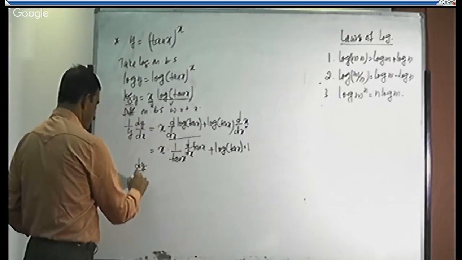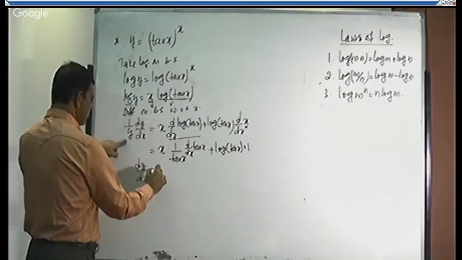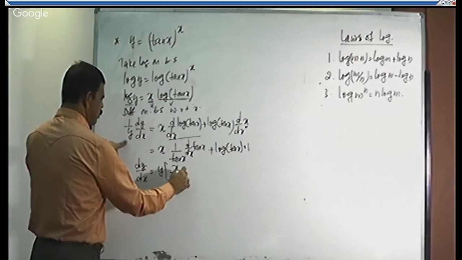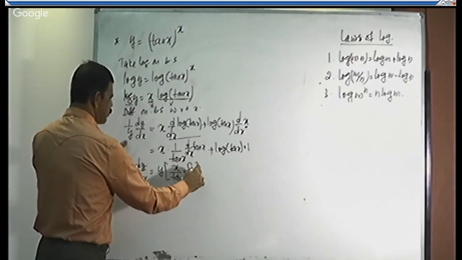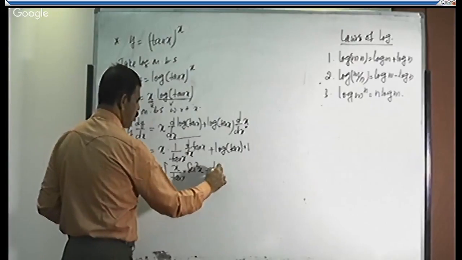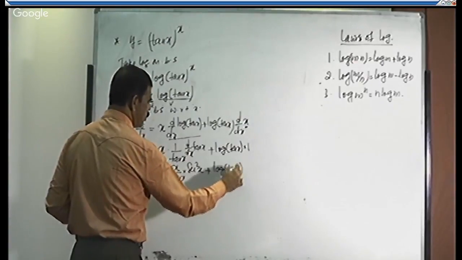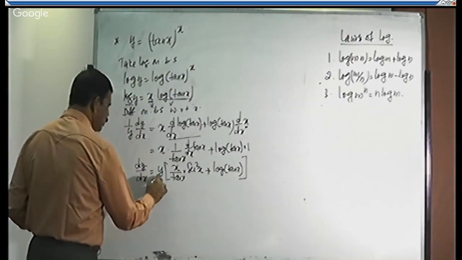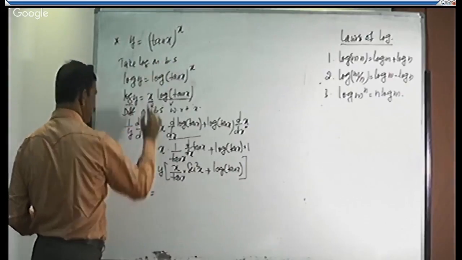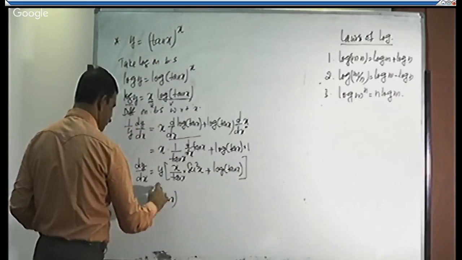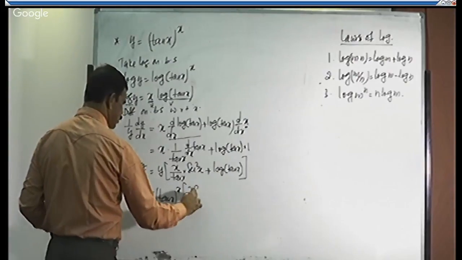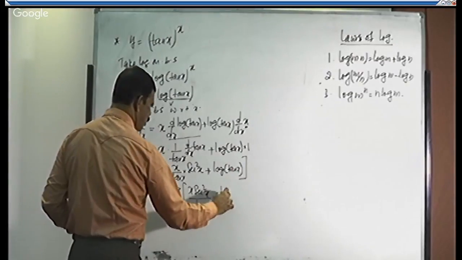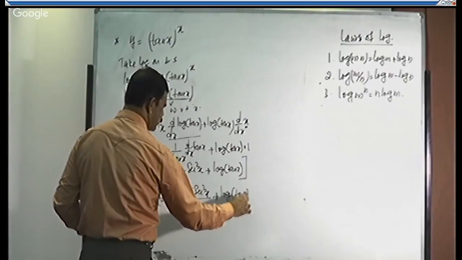Now, if I want to write for dy by dx, the y goes to the numerator on the other side: x divided by tan x into differentiation of tan x, which is secant square x, plus log of tan x into 1, that is log of tan x. Now the differentiation part is over, right? If you want, you can replace y. What is y? y is equal to tan x to the power of x into secant square x divided by tan x plus log of tan x. This is the answer.